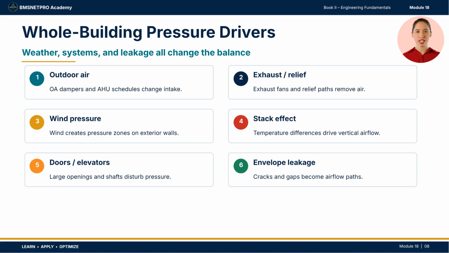Whole building pressure changes throughout the day. Outdoor air, exhaust, relief, wind, stack effect, elevator movement, door operation, envelope leakage, and weather all matter. In tall buildings, stack effect may be strongest during cold mornings. In windy conditions, a reference location near the exterior can become unstable. In buildings where exhaust systems start before supply systems, the building can become negative even though the BAS graphics look normal. Troubleshooting critical space pressure must include context. The point value on the screen is only one part of the story.